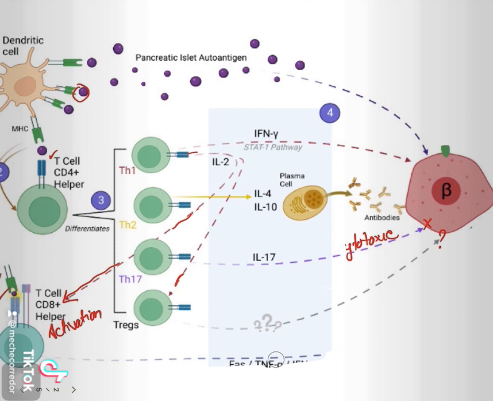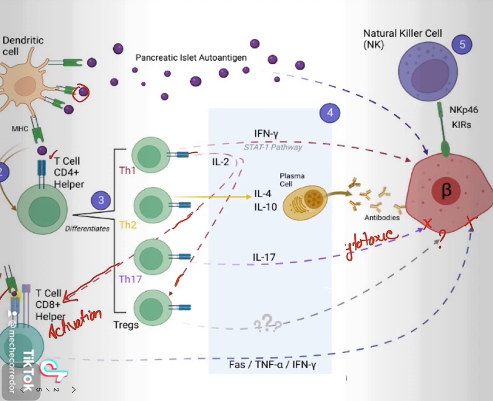Now let's talk about T CD8 cells. These secrete 3 different types of proteins: FAS, TNF alpha, and IFN gamma. All of these are also directed towards the pancreatic beta cell. Lastly, we have step number 5, which are the natural killer cells. These are involved in direct killing of beta cells through the interaction of NK cell markers such as NKp46 and KRS. As we can see, all of these cells secrete their own proteins that end up in the destruction of pancreatic beta cells.